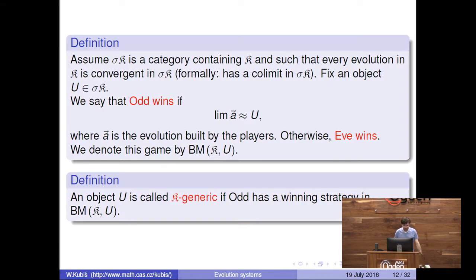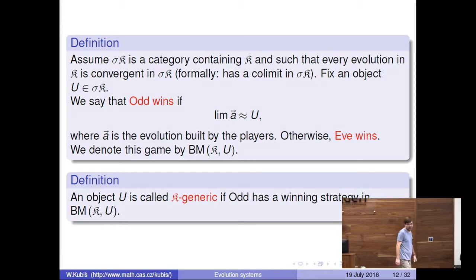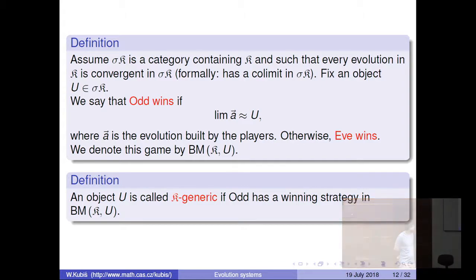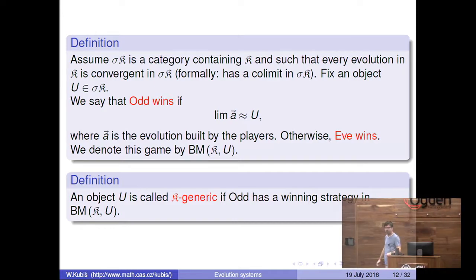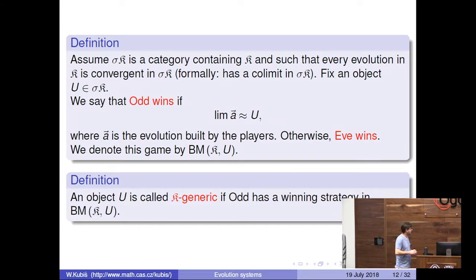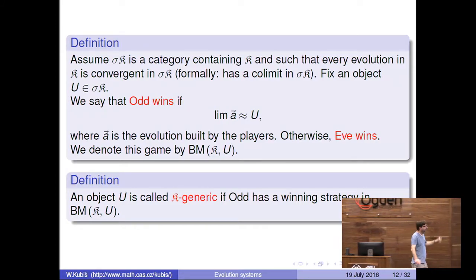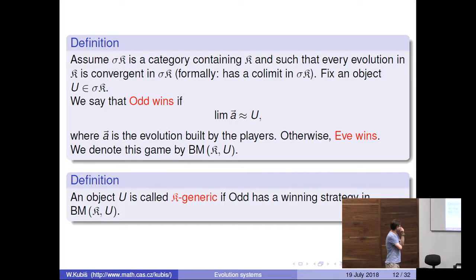Now, this is my invention. We call this object U generic, or generic over K, or with respect to K, if Odd has a winning strategy in this game, yeah? Well, maybe you can argue, but I do not see any problems with generic filters, yes? So the idea comes from forcing, after all, where you also introduce something extending the universe. So here K is the universe, and you have to extend K to sigma K in order to talk about new objects. So yeah, what is a strategy, I should say?